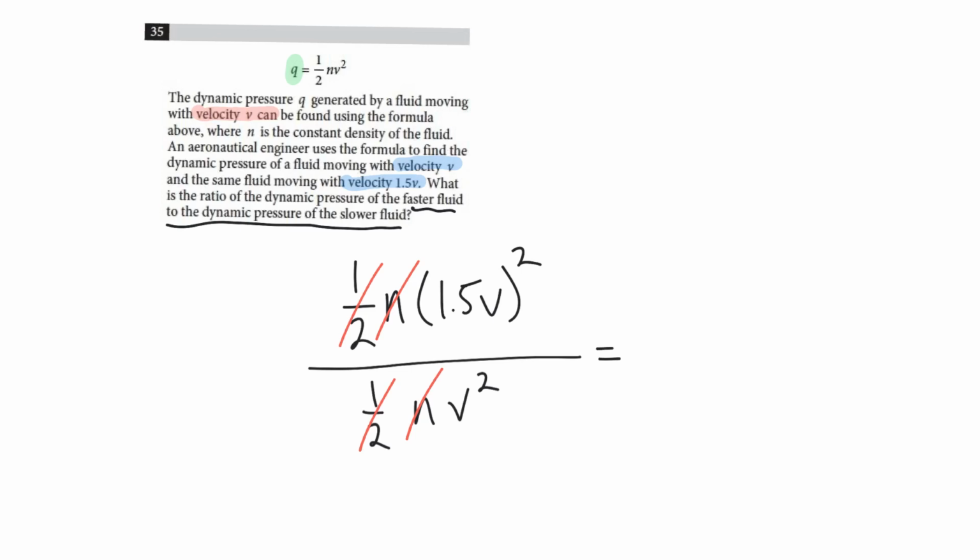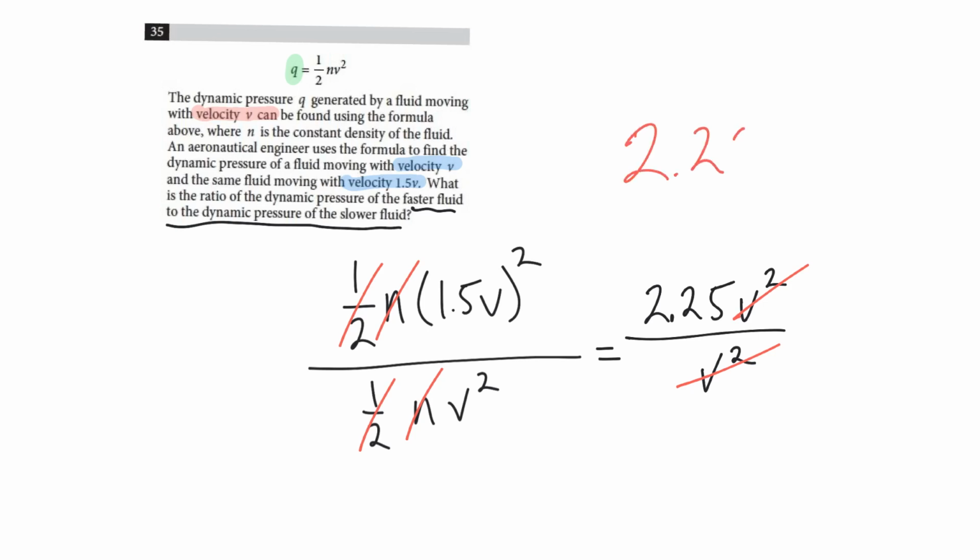Well, 15 squared is 225. We'll have 2 decimal places, so it'll be 2.25. That's not very nice there. So 15 squared is 225, and we have 2 decimal places, so it'll be 2.25 v squared over v squared. The v squareds cancel out, and we see that the ratio of the faster fluid to the slower fluid is 2.25.